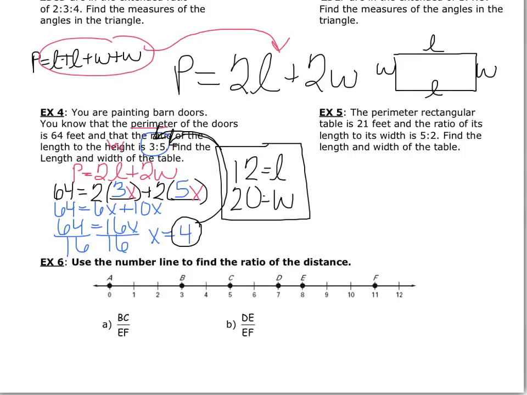So the next way we can use ratios is to find the ratio of a distance on a number line. So these are super simple. So BC over EF.